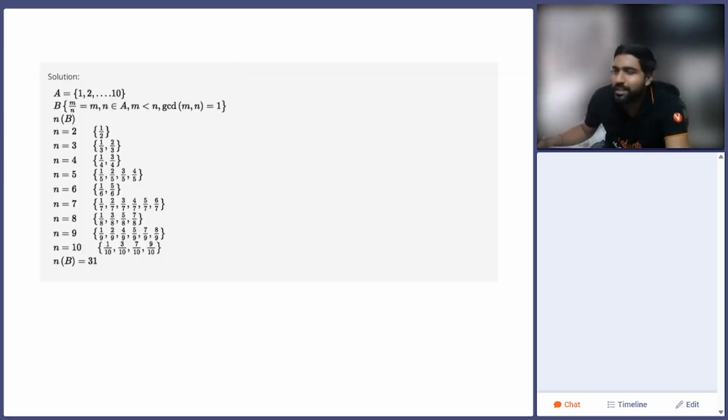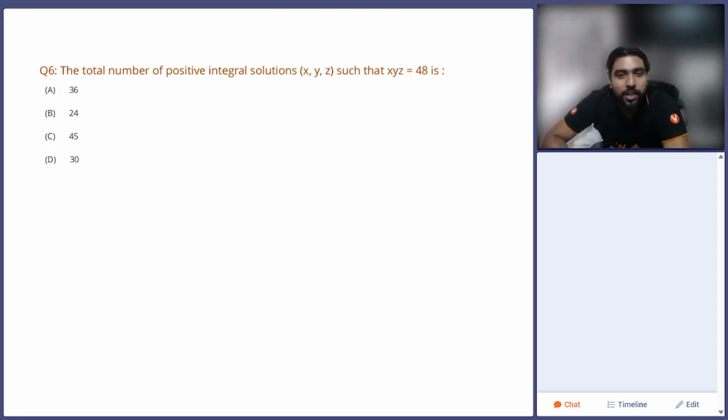Okay? So you just have to literally count. There's no standard formula or anything per se. It's a pure counting problem. Count all the cases possible. So 1 by 2, 1 by 3, 2 by 3, 1 by 4, 3 by 4. For 5, you have 1 by 5, 2 by 5, 3 by 5, and 4 by 5 as well. So in total, you have 31 such terms where m by n, m is less than n, the HCF is equal to 1. Okay? So a total of 31 terms are possible here. Okay, everyone? Hope the idea is clear. Sure. Moving on. The total number of positive integral solutions. So anytime you have a product equal to some term and you need to find the positive integral solutions, the idea is always to convert this into the beggar coin method.